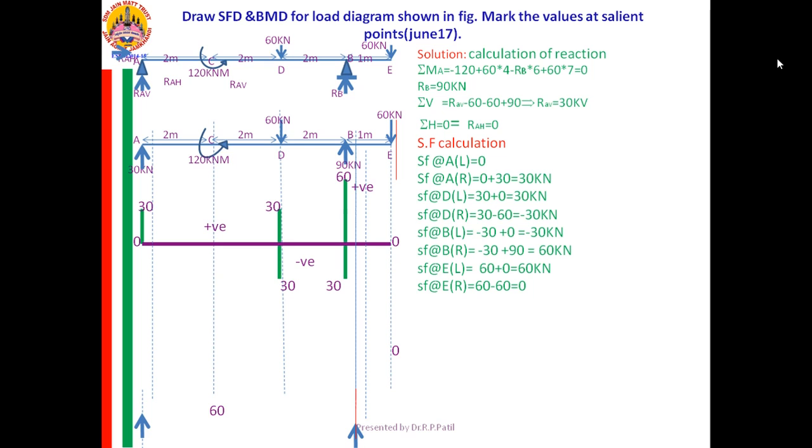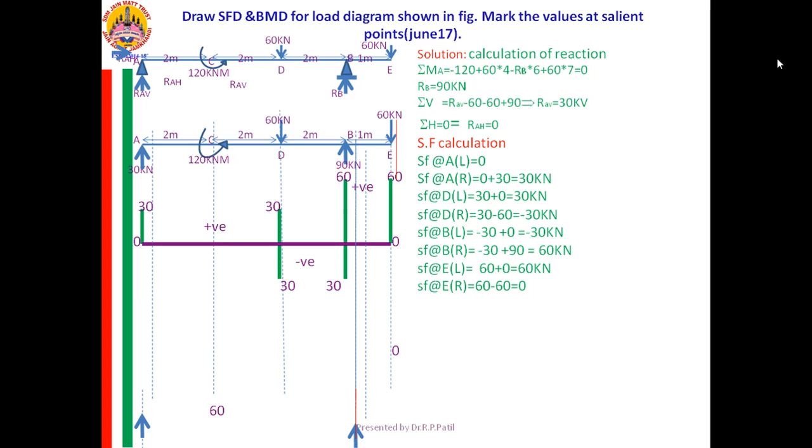Okay. Now SF at E left is 60. Draw there an ordinate of 60. And right it is 0. Now I need to complete the diagram.